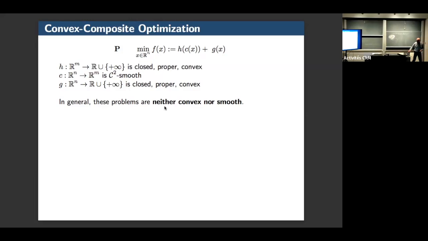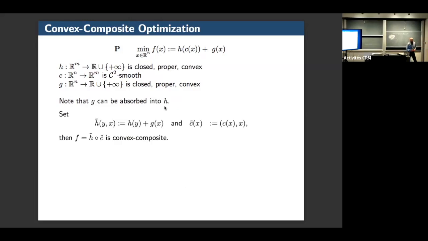So I'm going to go through a list of them, but let's first point out, for the simplicity of the formulas on the slide, that I can subsume G into H. If I define a function H tilde of two variables X and Y, then this is H of Y plus G of X. If H and G are convex, the sum of two convex functions is convex, and if I define C tilde to be C of X and X, then this composition is precisely this function.